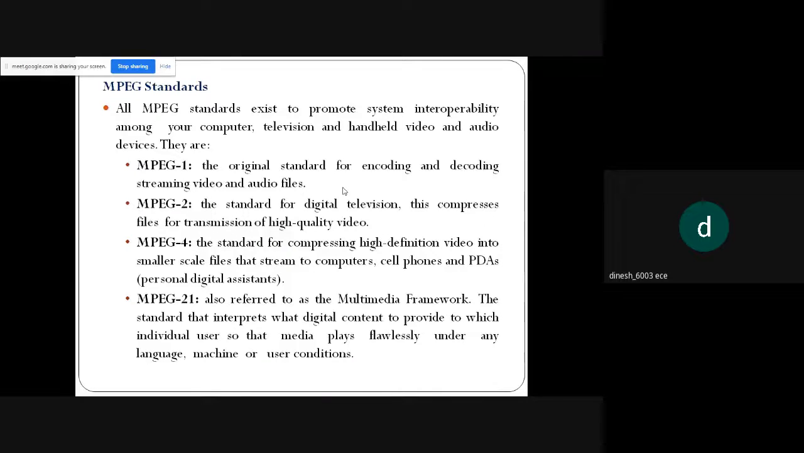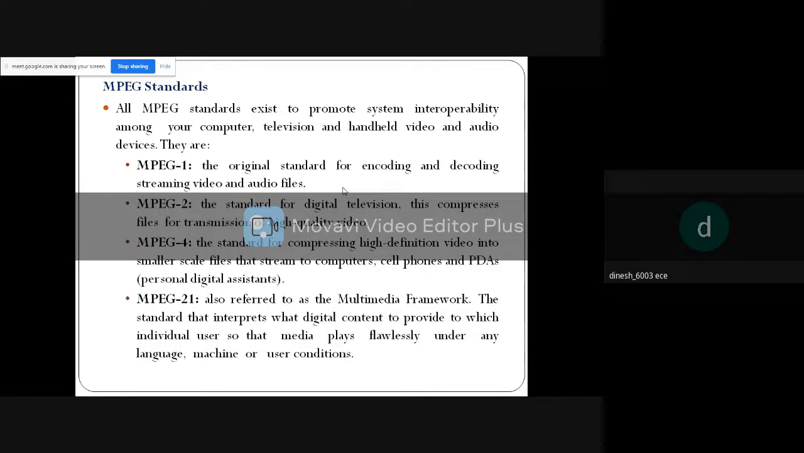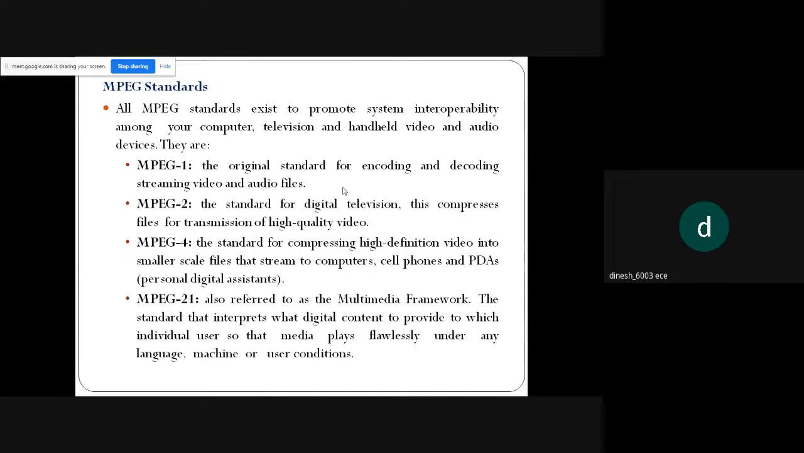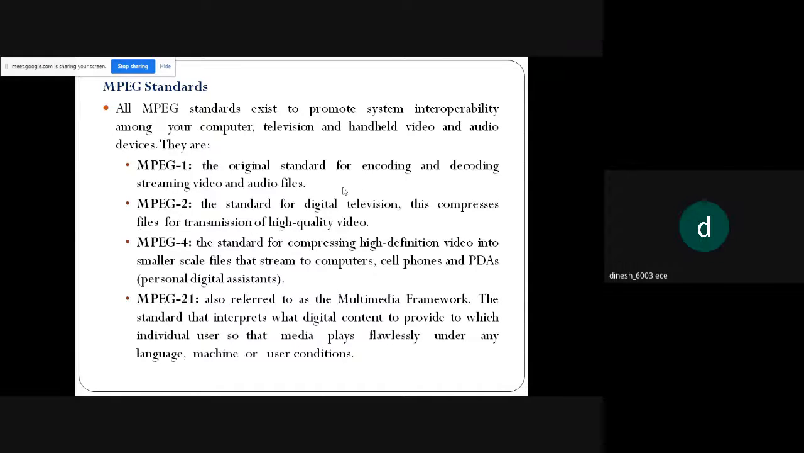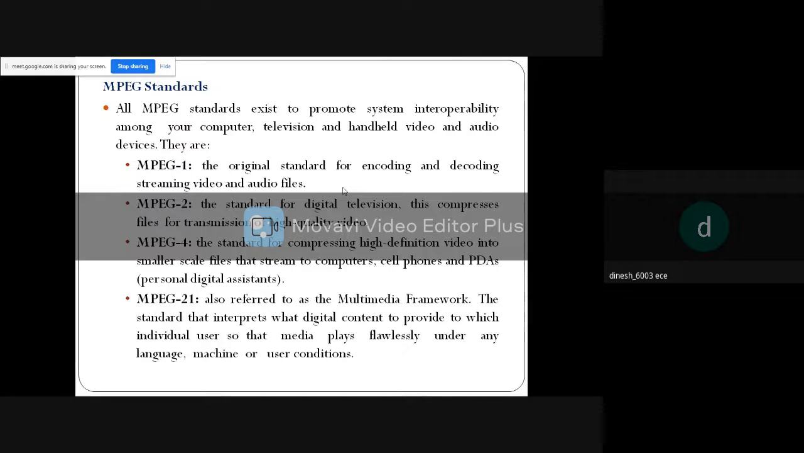The MPEG standards exist to promote system interoperability among our computers, televisions, and handheld video and audio devices. These are the different MPEG standards: MPEG 1, MPEG 2, MPEG 4, MPEG 21. MPEG 1 is the original standard for encoding and decoding streaming video and audio files. MPEG 2 is the standard for digital television, which compresses files for transmission of high quality video. MPEG 4 is the standard for compressing HDTV into smaller files that stream to computers, cell phones, PDAs. MPEG 21 is also referred to as the multimedia framework. These are the standards that interpret the digital content to enable individual users to play media files.